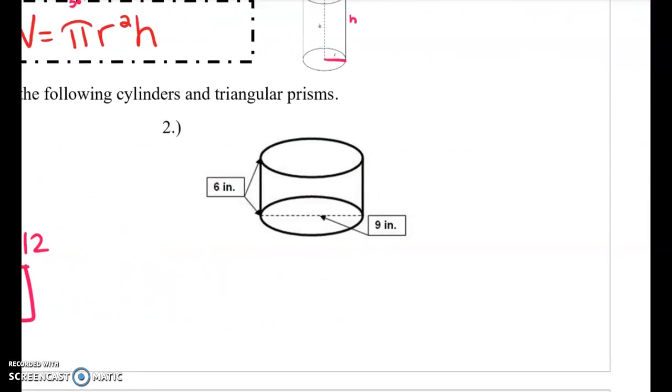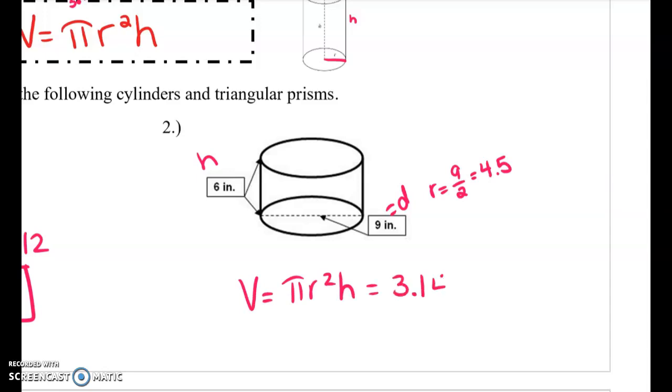My height is the distance between the two circles. So that's 6. My diameter is 9, so my radius is half of 9. So 9 divided by 2 is 4.5. So volume equals pi r squared h. So 3.14 times 4.5 squared times h, which is 6.